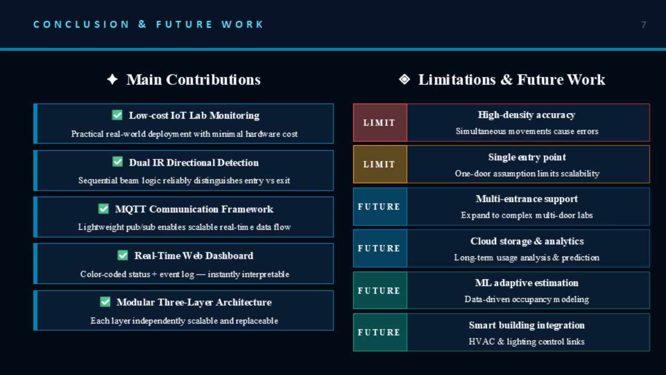Regarding future work, the current system has two main limitations: reduced accuracy in high-density simultaneous passage scenarios and the assumption of a single entry point. Planned future directions include expanding to multi-entrance environments, adding cloud-based storage for long-term usage analytics and predictive modeling, applying machine learning for adaptive occupancy estimation, and integrating with smart building systems.